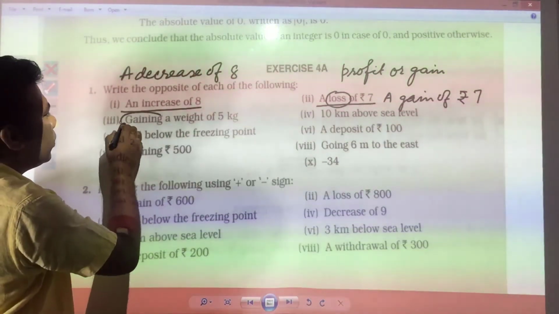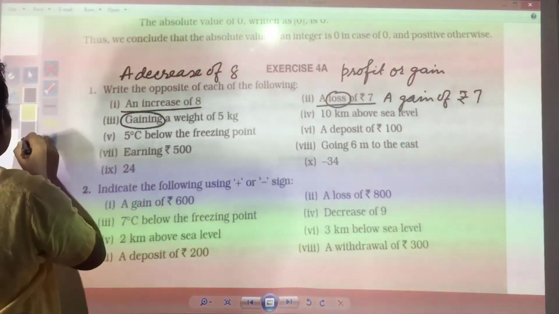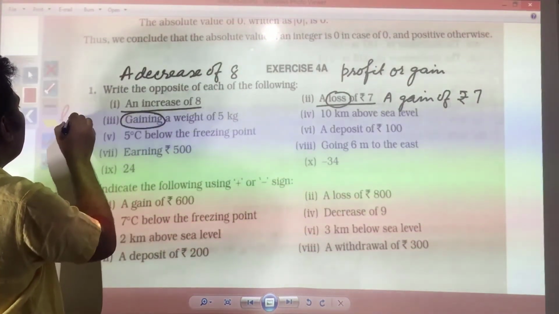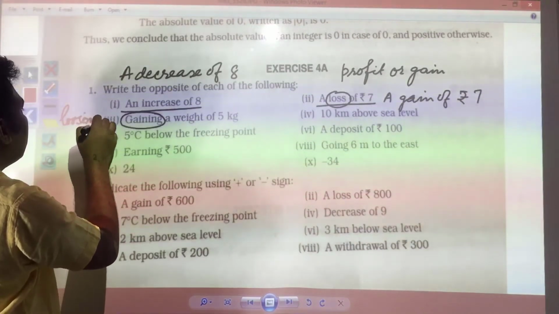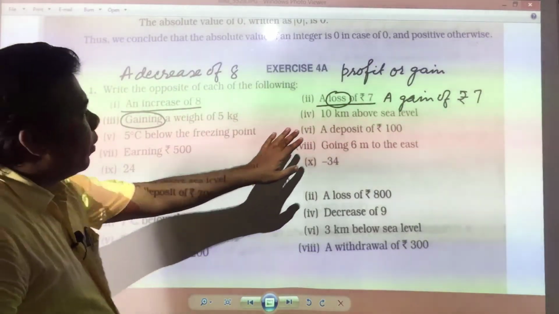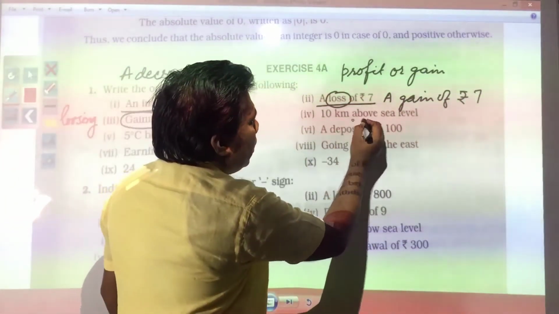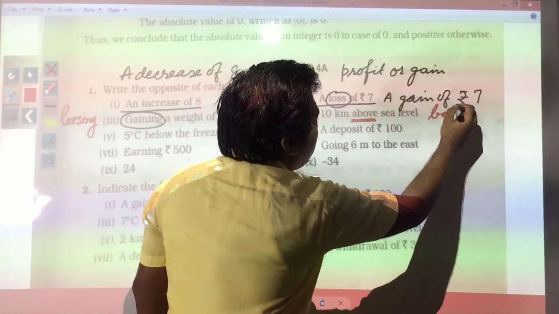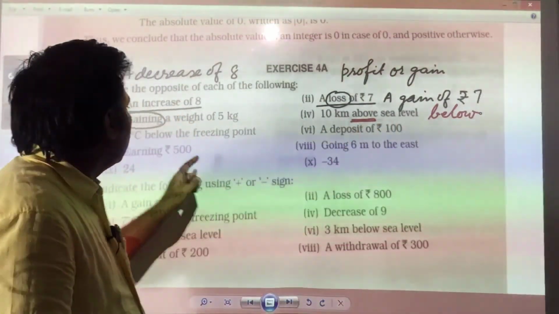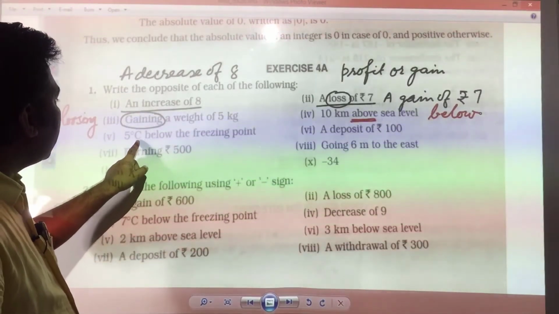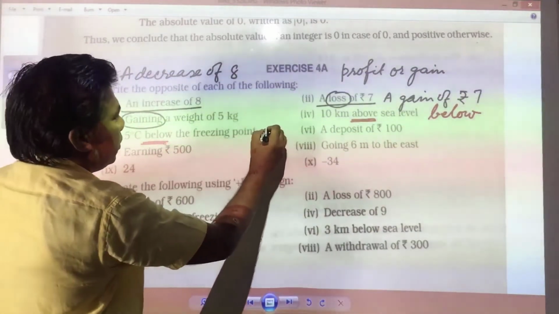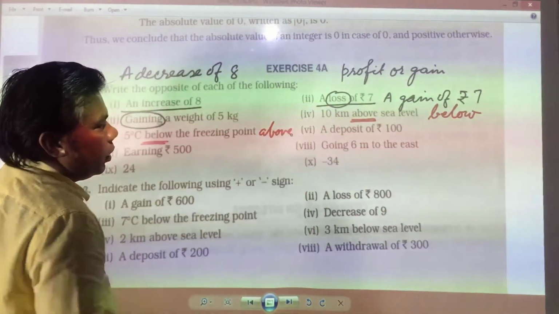Then you have gaining a weight of 5 kg. Just the opposite of this you need to write down. The opposite of gaining is losing. You will write losing a weight of 5 kg. Then you have 10 kilometer above sea level. So, here you will write 10 kilometer below sea level. Then you have 5 degrees centigrade below the freezing point. Here you will write above the freezing point.